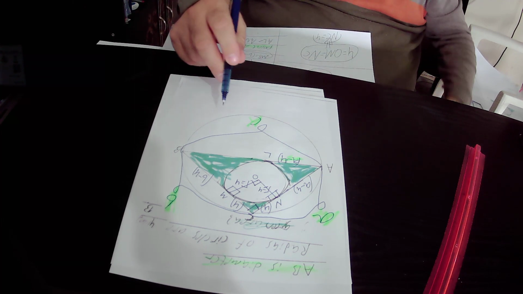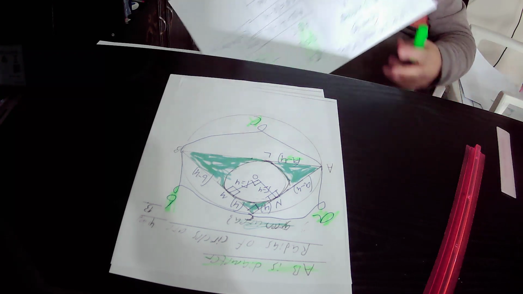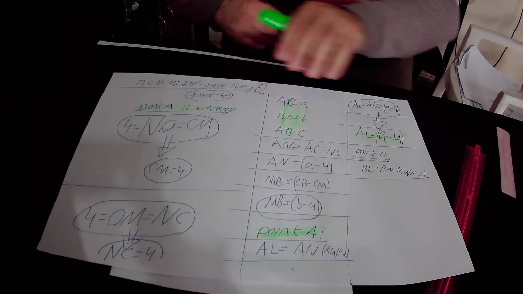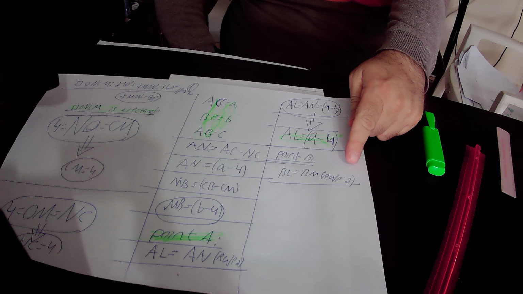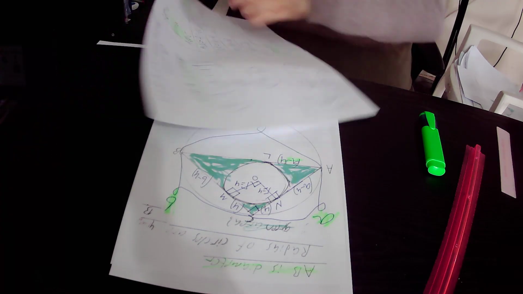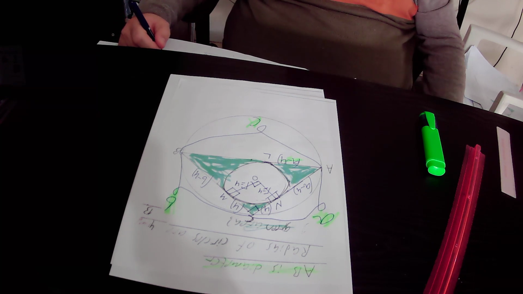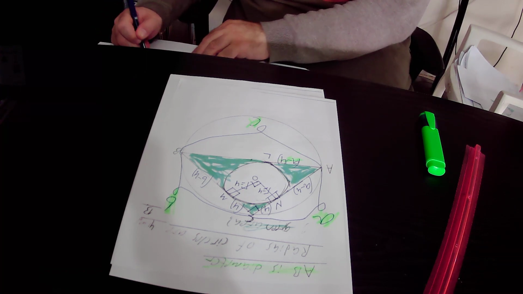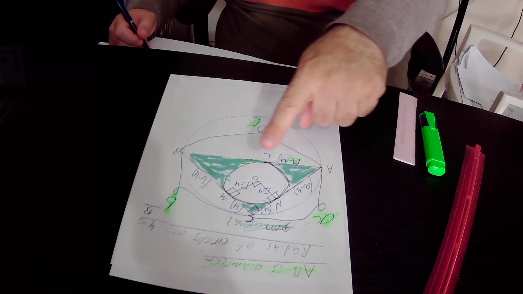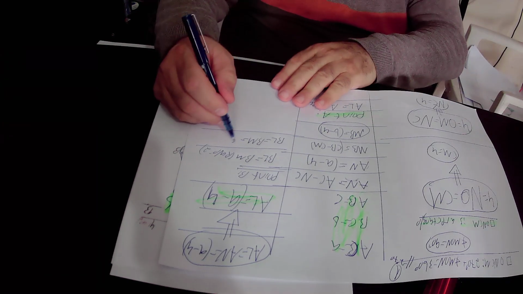The first tangent to the small circle is BL and the second tangent is BM. According to rule number 2, they are equal to each other. That is to say, BL equals BM according to rule number 2. But we already found out that BM equals B minus 4. So we can write here that BM equals B minus 4.